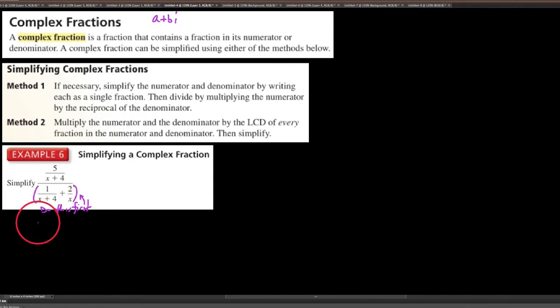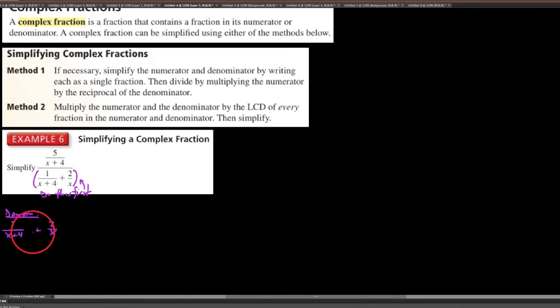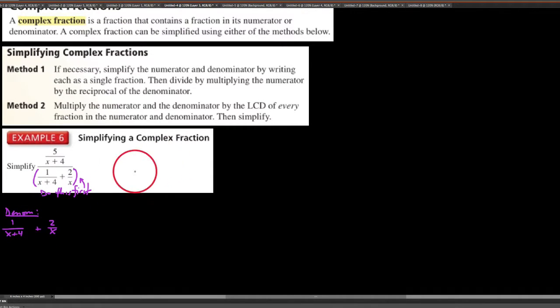So the way this looks is we're going to do our work here for the denominator kind of off on the side. So we're going to write denom, just a little list here. So denom, we have this right now: 1 over x plus 4, and this is being added to 2 over x. So with respect to adding these together, let's recall that we want to first of all find the least common multiple between these two denominators after factoring them.